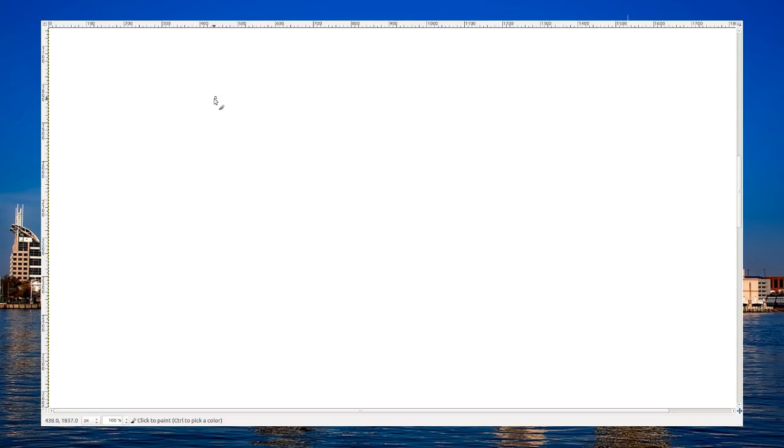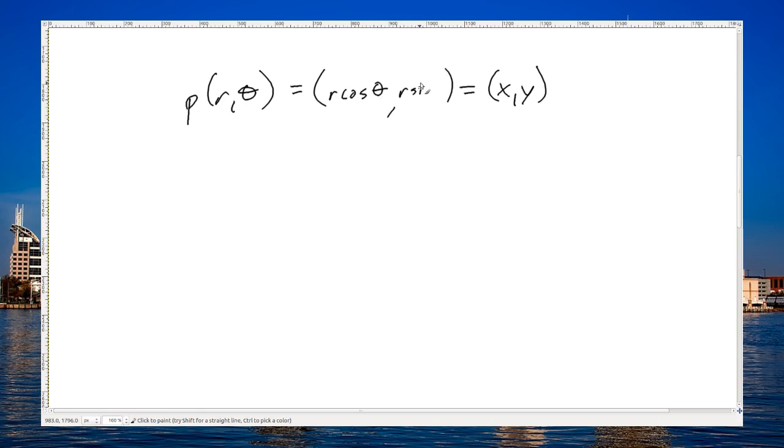It's often necessary to convert between polar coordinates and Cartesian coordinates. The way we can do this is by using the definition of a polar coordinate: x is equal to r cosine theta and y is equal to r sine theta. So right away we get two important equations to remember: x equals r cosine theta and y equals r sine theta.